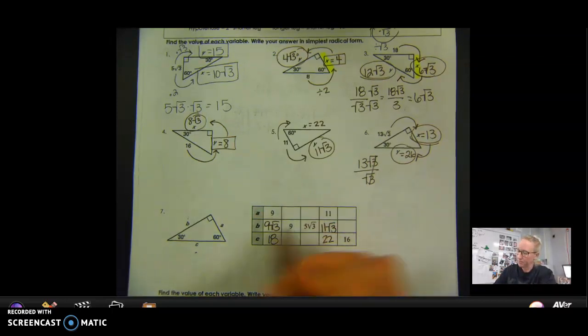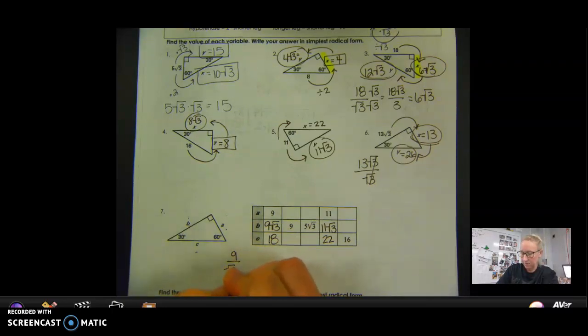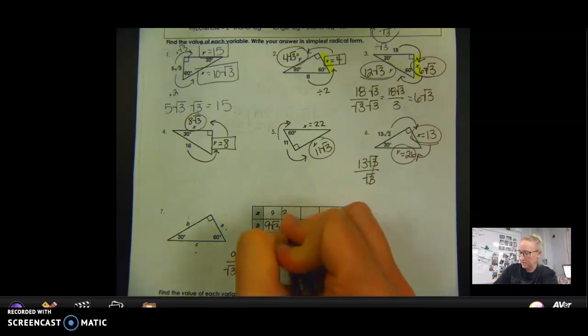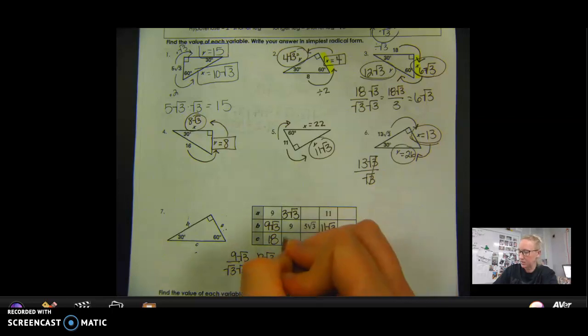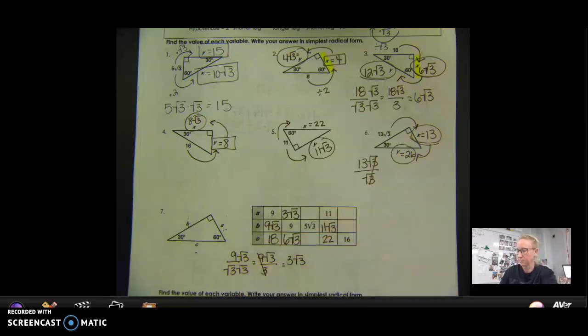Now they gave me B, so they gave me the medium side, so I have to go backwards to find A. So go backwards by dividing by square root of 3. So I'm going to do 9 divided by square root of 3. Rationalize, rationalize. So I get 9 square roots of 3 over 3. 3 times 3 is 9, square root of 9 is 3. Reduce that, and that gives me 3 square roots of 3. And that is the small side. Now I can use that small side to find my large side by multiplying by 2. So that's just 6 square roots of 3.